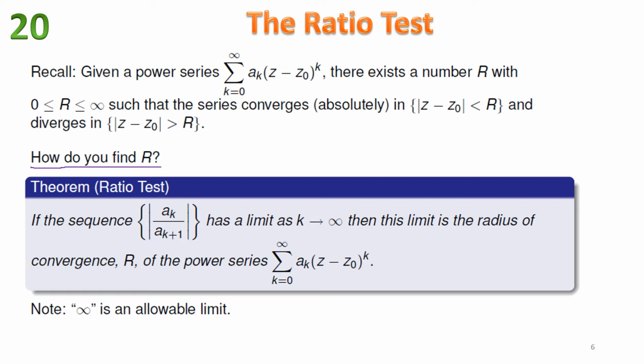Now the question is how do we find that radius r? On what parameter does it depend? It goes by this theorem. There's a ratio test. If the sequence mod of a_k upon a_(k+1), note that here this a_k is a complex number, has a limit as k approaches infinity, then this limit is the radius of convergence of that power series a_k (z minus z0) to the power k.